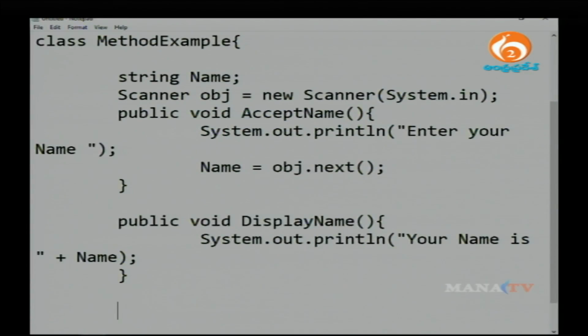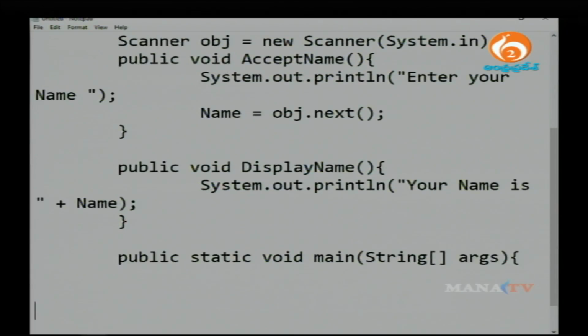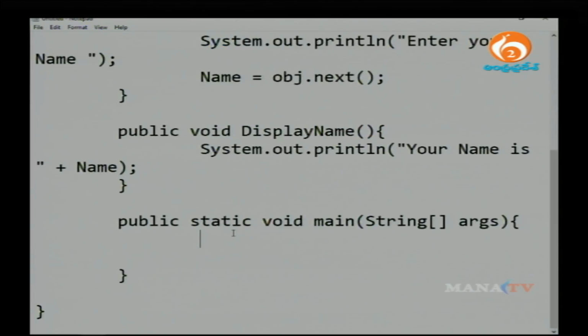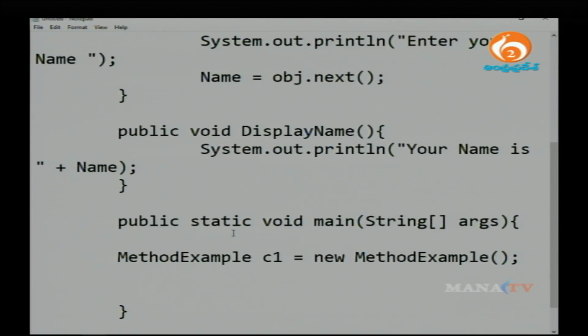So if you want to call these two methods, we need one static method. I hope you understood the meaning of static methods in the last class, right. Then I write the main method, and from this main method, first of all I create an object for the class named MethodExample. The object name is C1, new MethodExample, the name of the class, with parentheses followed by a semicolon. This is how you can create an object of a class.